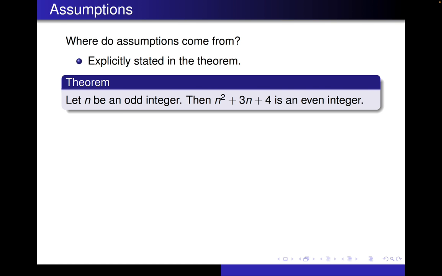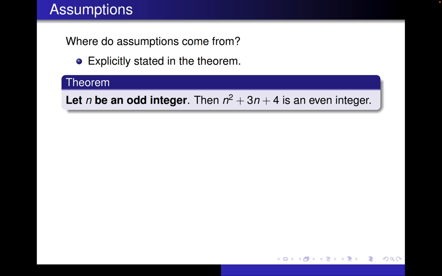Let n be an odd integer, then n squared plus 3n plus 4 is an even integer. And look at that first sentence. Let n be an odd integer. It's screaming at you, we are assuming that n is an odd integer. That means you're allowed to assume it. Not only are you allowed to assume it, the theorem says we are assuming it as part of the theorem. So that's one place that assumptions come from. It's very explicitly stated in the theorem.